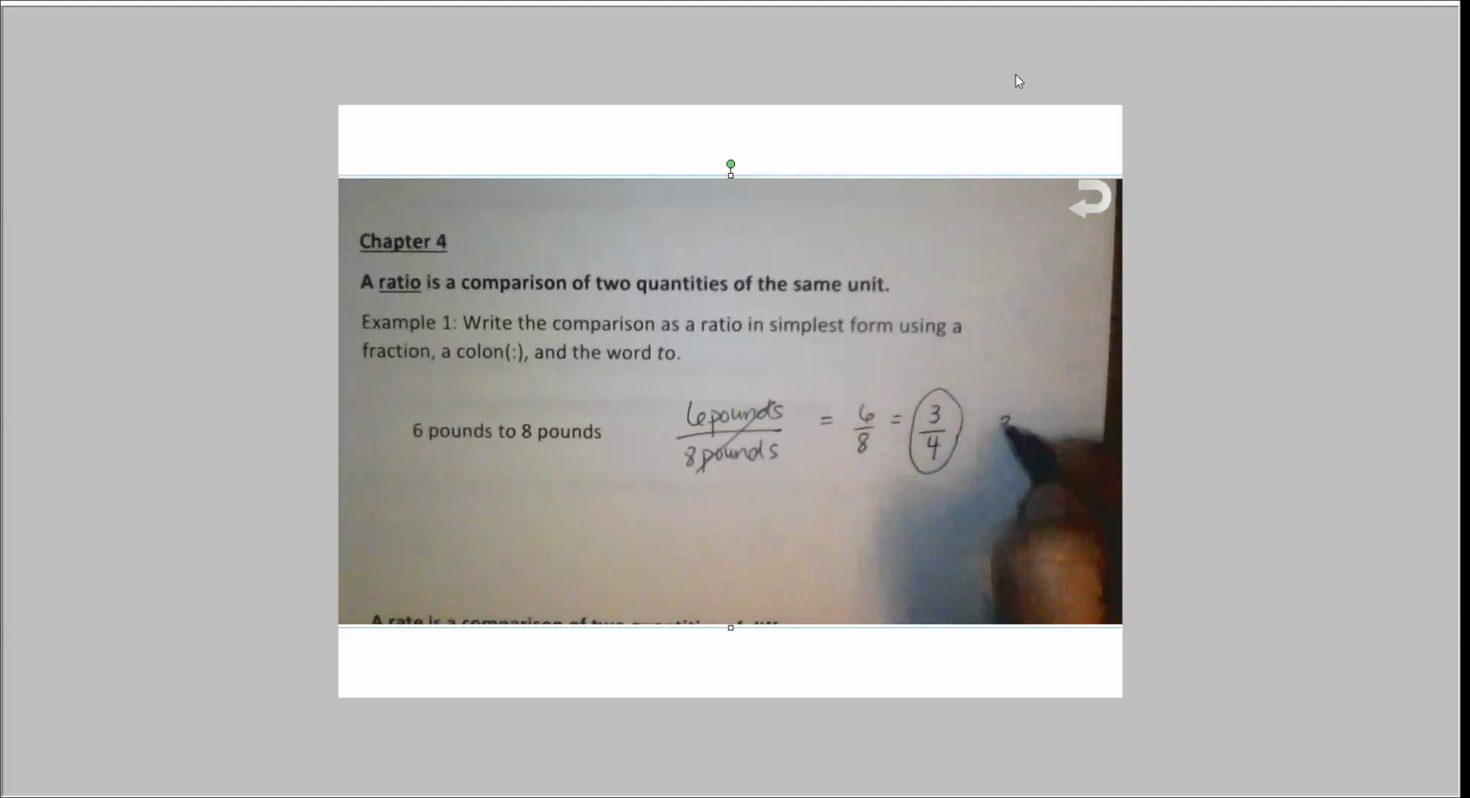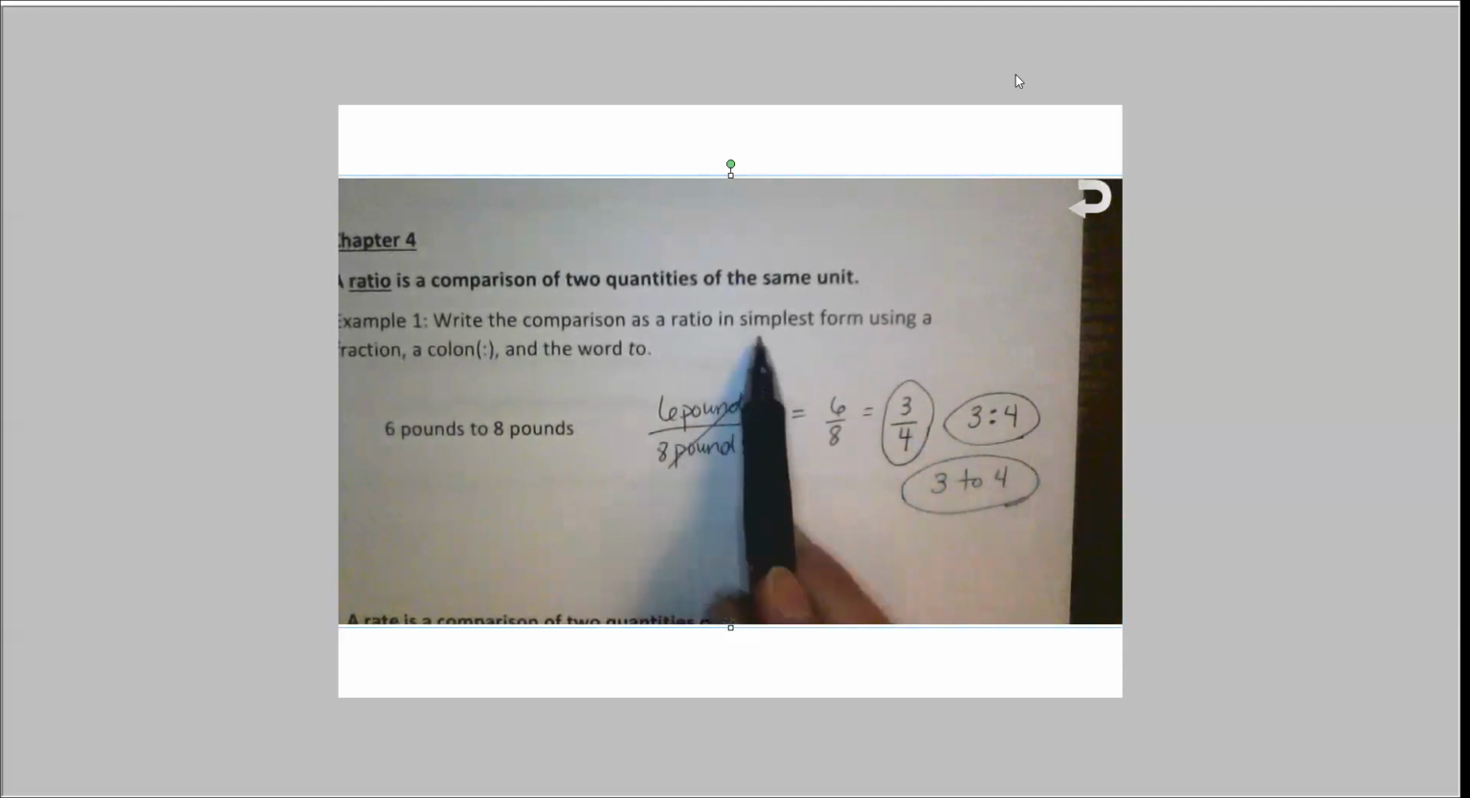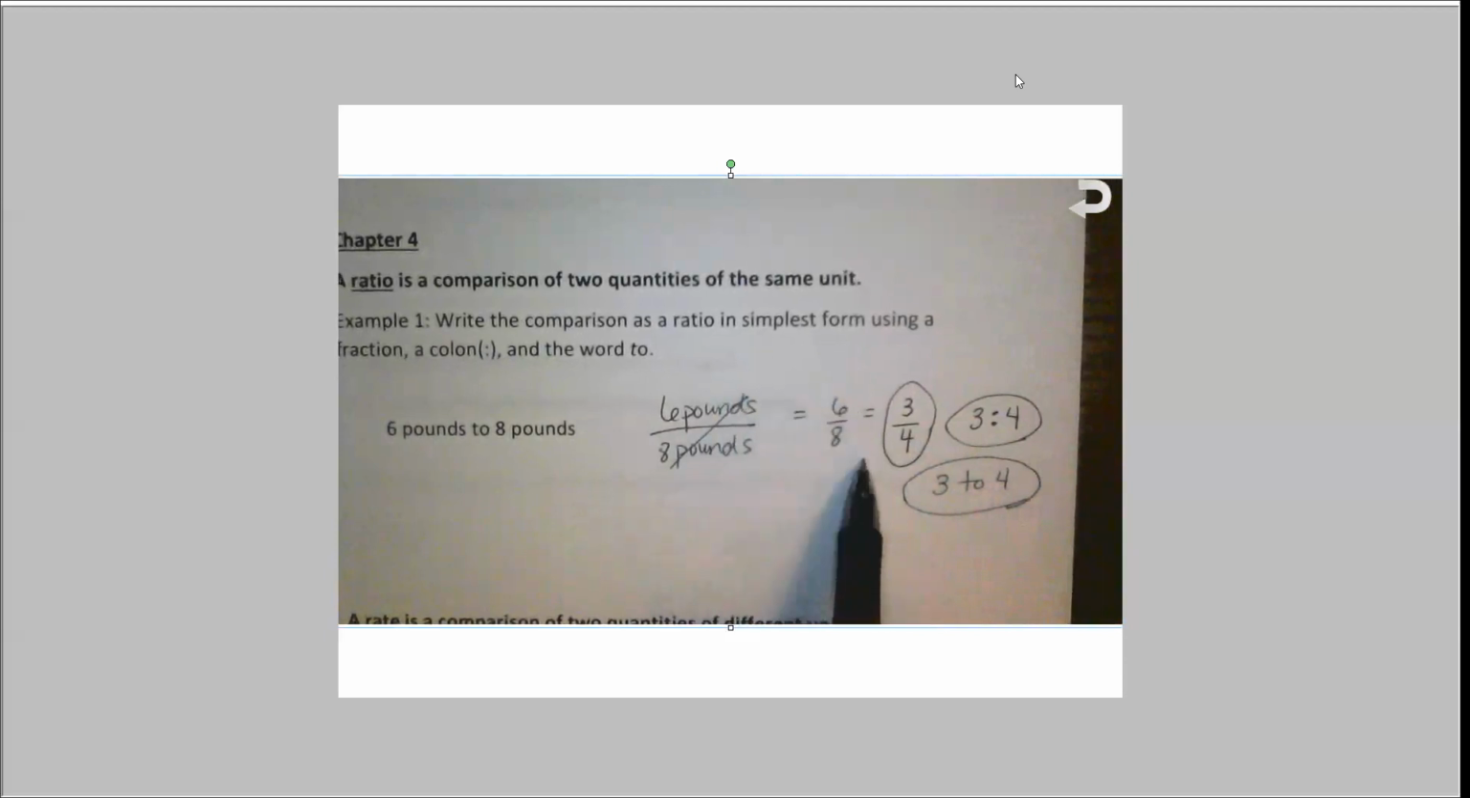We can give that answer using a colon, and then you can write that using the word to, 3 to 4. Either way you write it, it's still read 3 to 4. So instead of 3/4, we read that 3 to 4, or as a colon, 3 to 4. So make sure to give it in simplest form, reduce that fraction completely, and give it in whatever format the problem is asking for.